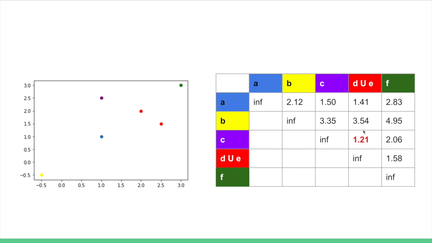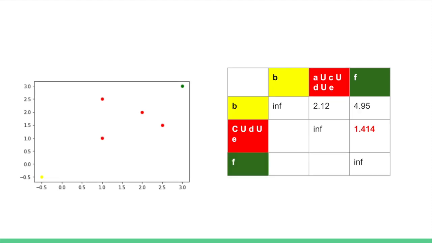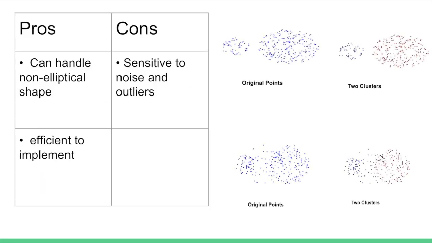Repeating this step, we found that the smallest distance between this cluster and the rest of the points is 1.21, which is point C. So we cluster C with this cluster, and then repeat the steps we talked about earlier. We just keep updating the proximity matrix using single link, and then find the shortest distance, and here's the final result.